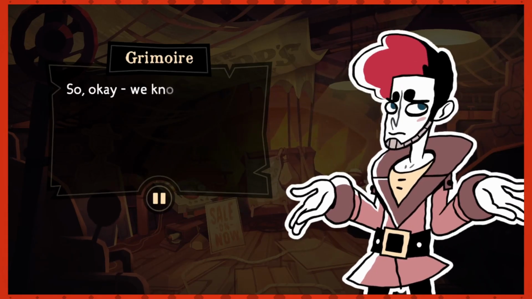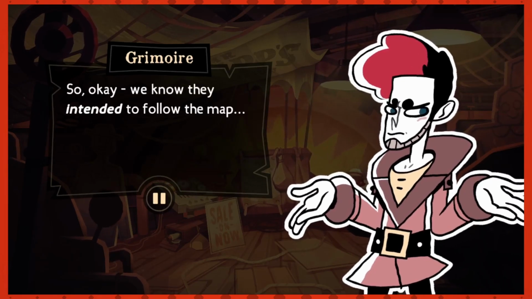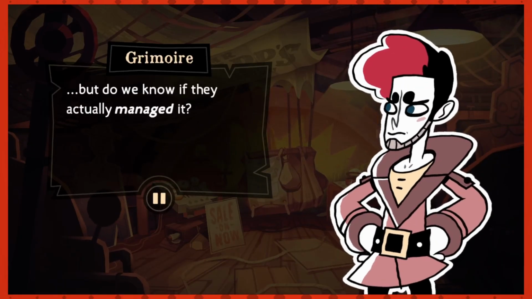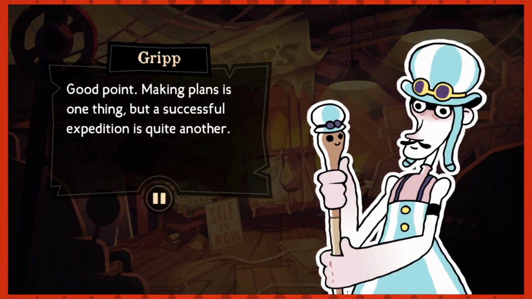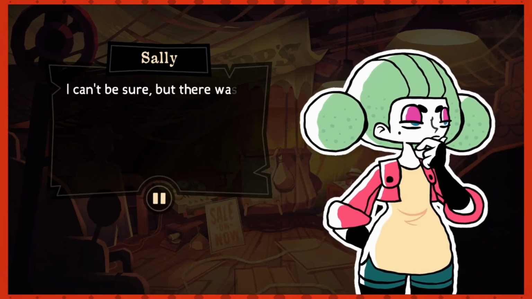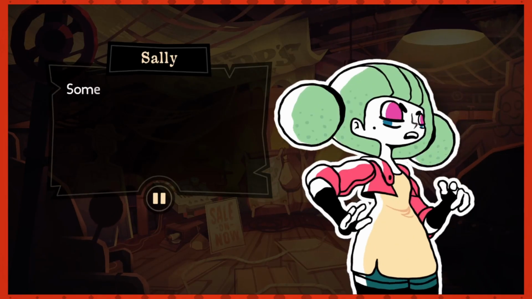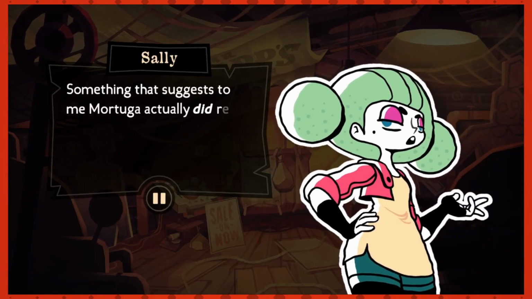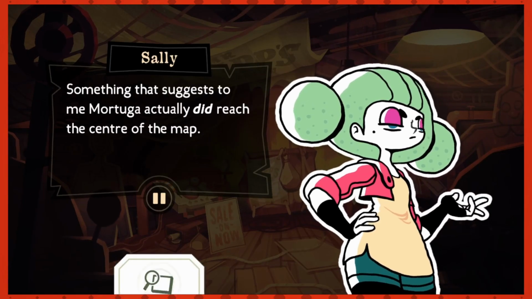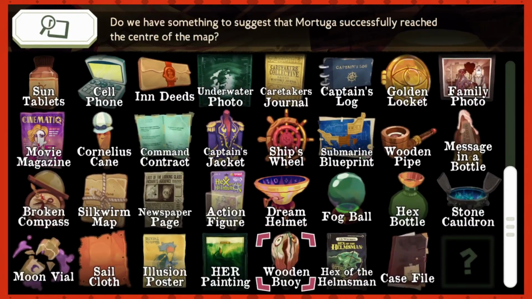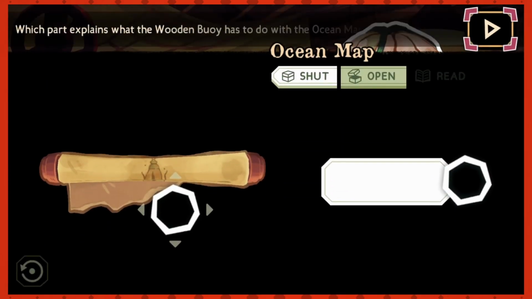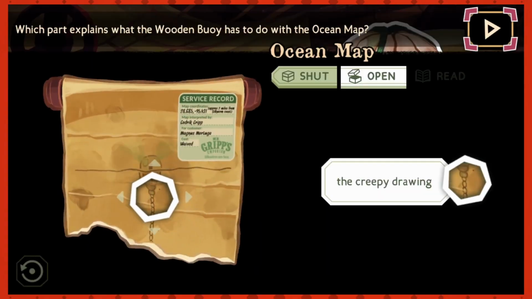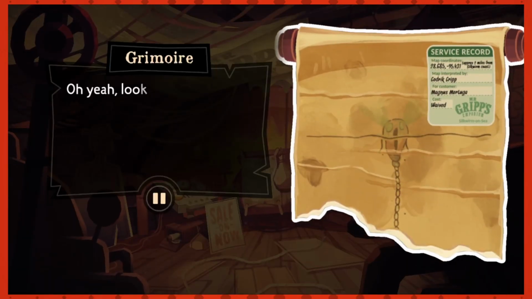So, okay, we know they intended to follow the map, but do we know if they actually managed it? Good point. Making plans is one thing, but a successful expedition is quite another. I can't be sure, but there was something we found here in the submarine. Something that suggests to me Mortuga actually did reach the center of the map. The boy. What's that got to do with it? Oh yeah, look at that. I think you might be right.